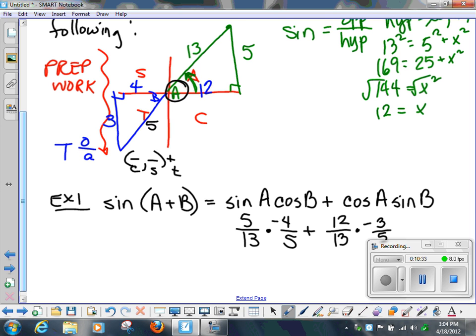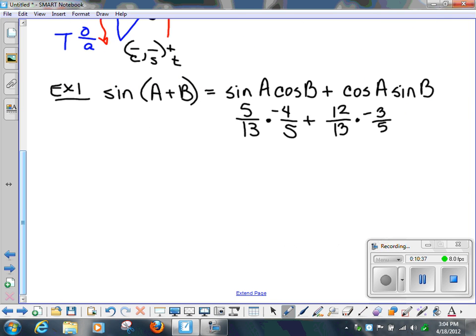This could get confusing. I might have to do a little more prep work for myself. What do we do now? You just multiply straight across. 5 times negative 4 is negative 20 over 65. Oh, you could, but I'm going to show you why you don't want to do that. What's 12 times negative 3? Negative 36 over 65.